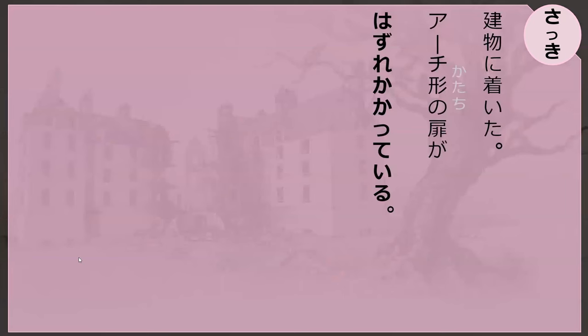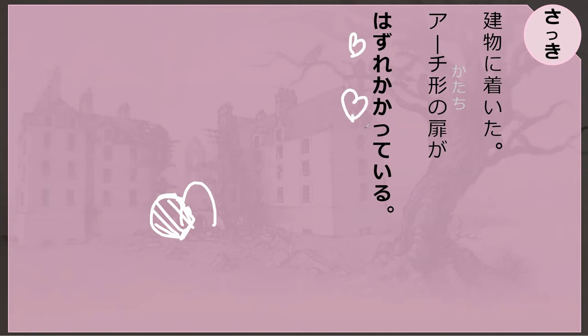How about hazure kakatte iru? Hachi katachi no tobira ga hazure kakatte iru. Hazure. It's displaced, but it's still holding on. Yeah, it's holding on by its final something. Something like that. It's been displaced, but not 100%, just mostly displaced.